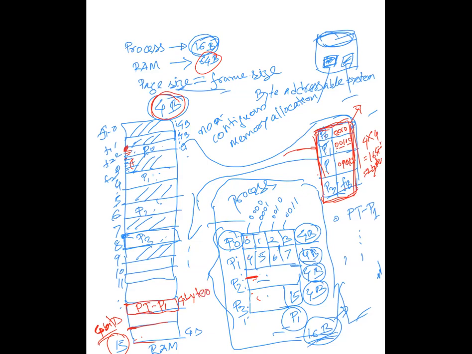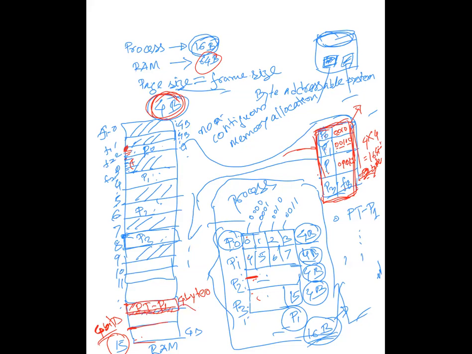We consider this is 4 bytes. Your page table size is, from here we calculate that in that case your page table is 2 bytes. So here 2 bytes is already allocated for this page table, and in this frame 2 bytes is unused.